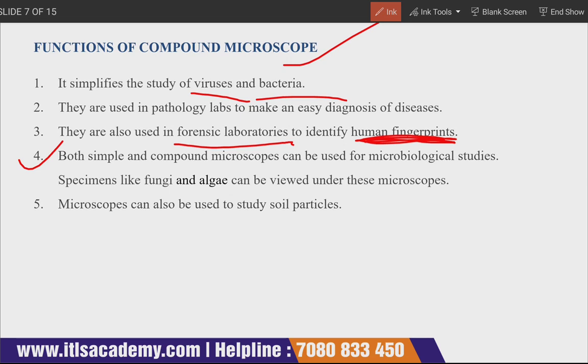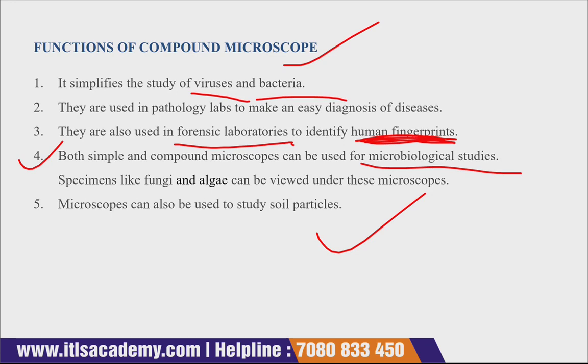Both simple and compound microscopes can be used for microbiological study. Where are they used? They are used in microbiological studies, means for living objects that are very small in size. Fungi and algae can be viewed under these microscopes. Microscopes can also be used to study soil particles. Even if you want to study soil particles, you can simply use a compound microscope. So these are the functions of the compound microscope.